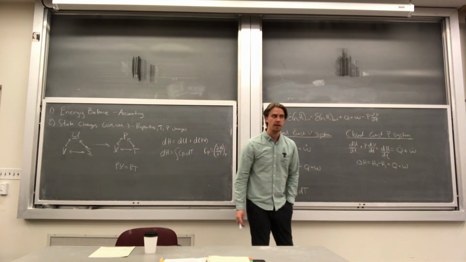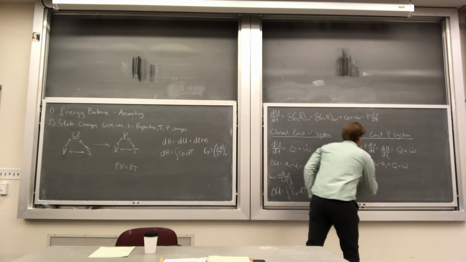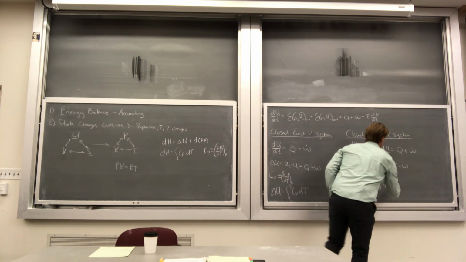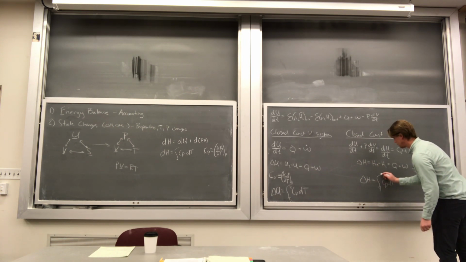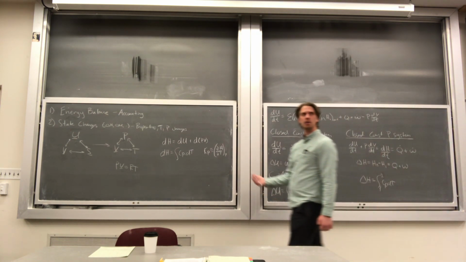Now we need to pair this up with a state change because I don't see any temperatures and pressures in this equation. So then I can write that delta H is equal to the integral from state 1 to state 2 of C sub p dT, and this is because the pressure is constant. If the pressure were not constant, we'd have to add in the V dP as well. Okay, closed systems. Feel good about closed systems?